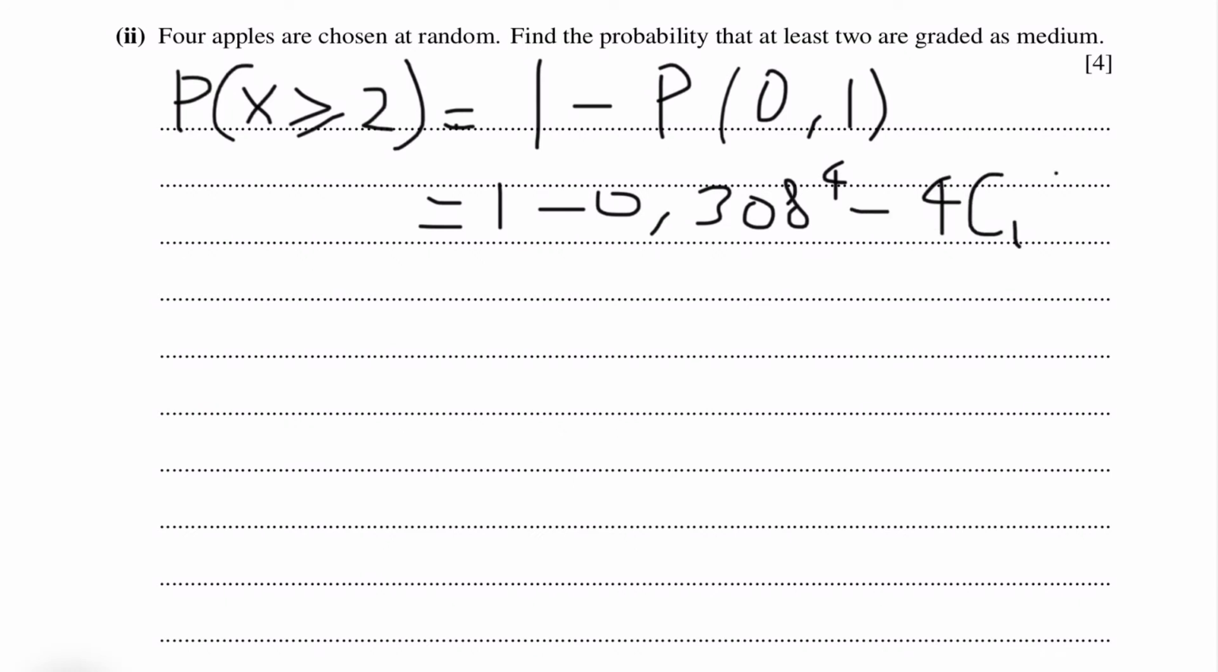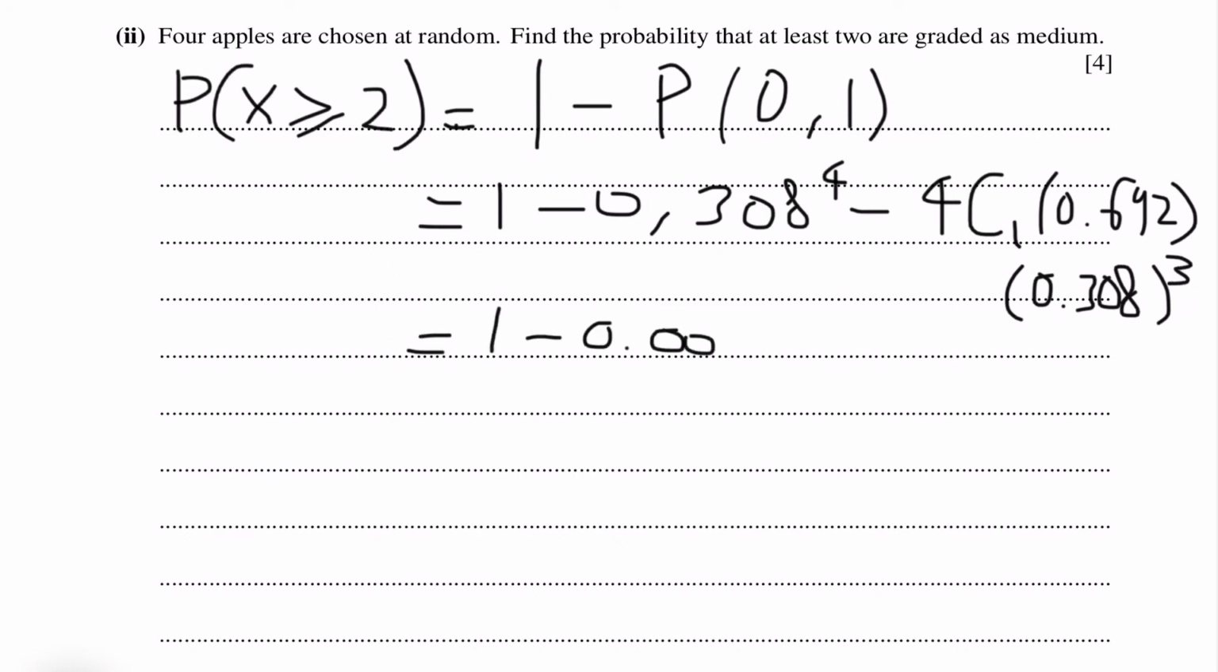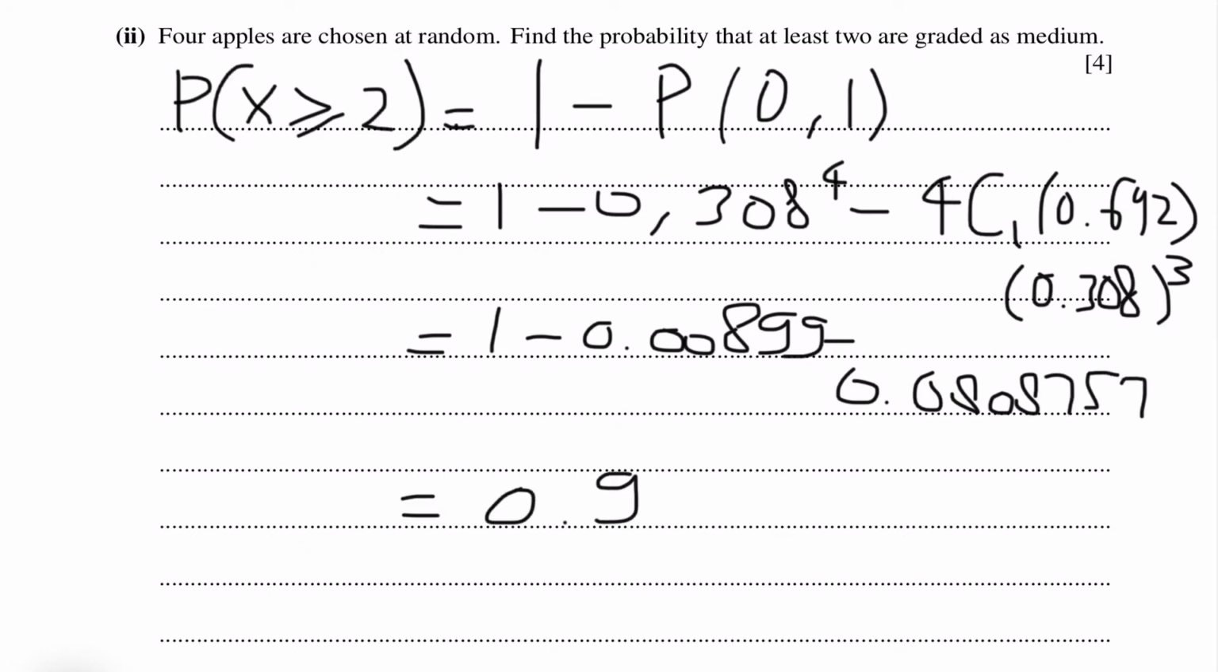minus 4C1, 0.692, multiplied by 0.308 to the power of 3. And this will be 1 minus 0.00899 minus 0.0808757. So this will give you 0.91.